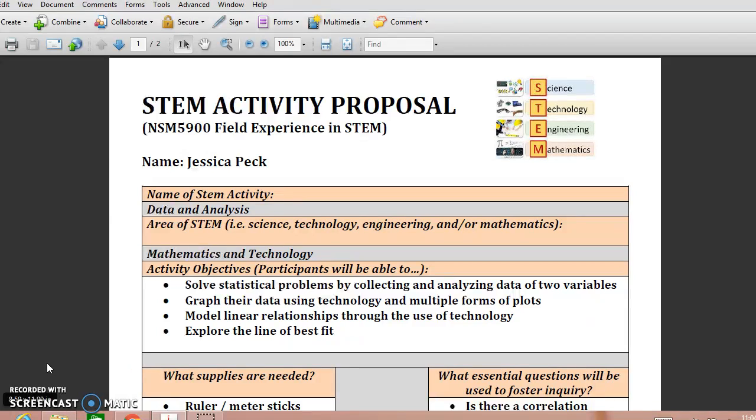The name of the activity that I found and changed a little bit is called Data and Analysis. The areas of STEM that they're going to be using are mathematics and technology.